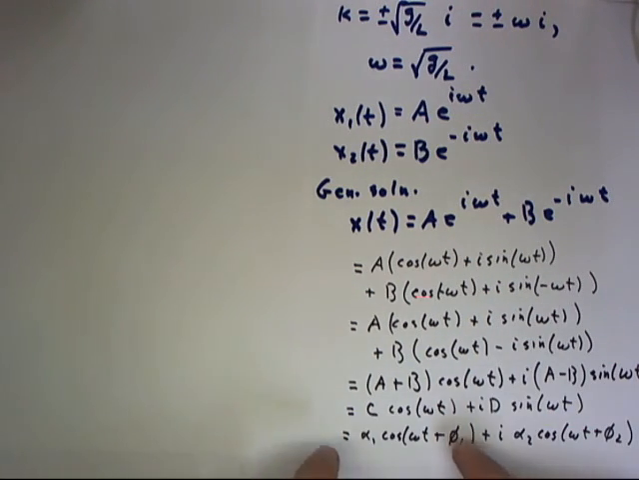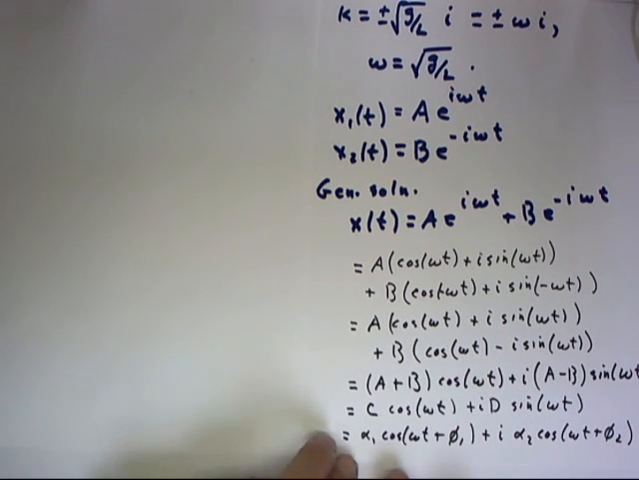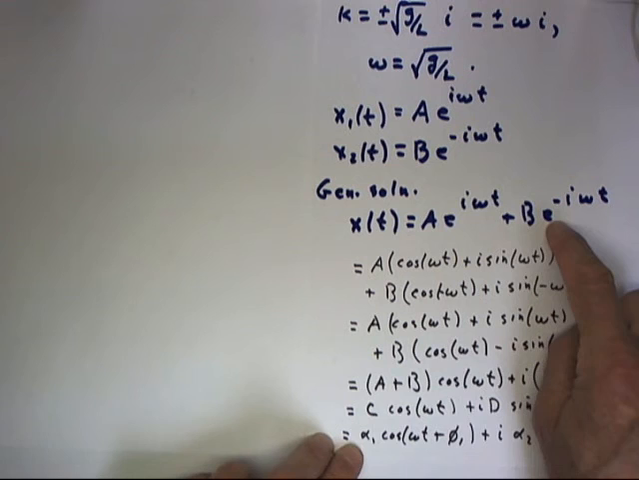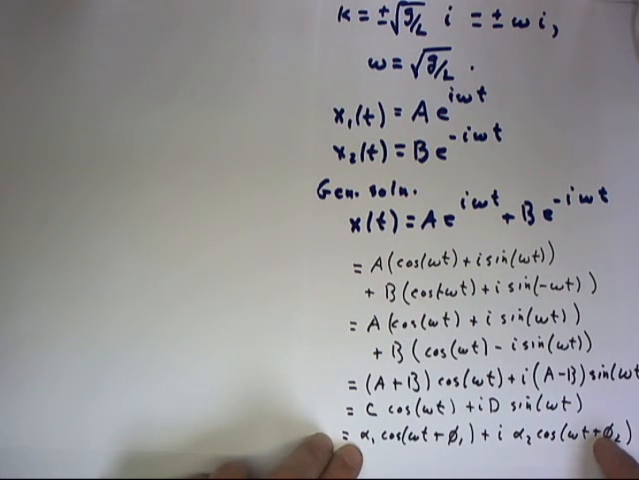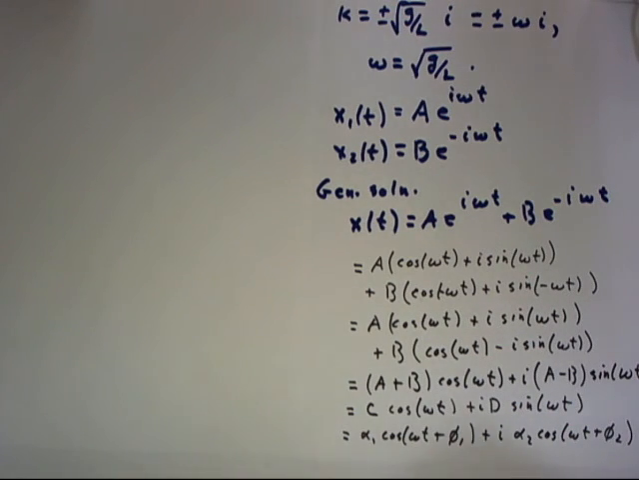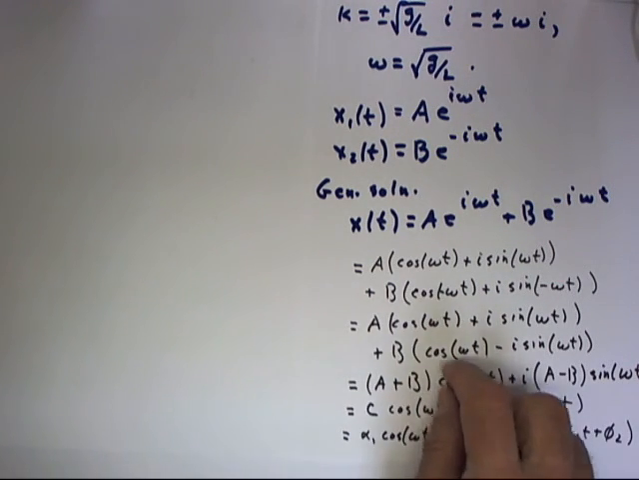Once more, solutions for the pendulum. X of t has this form, which can be reduced to this form, so that alpha cosine of omega t plus phi is, in general, a solution for the motion of the given pendulum.